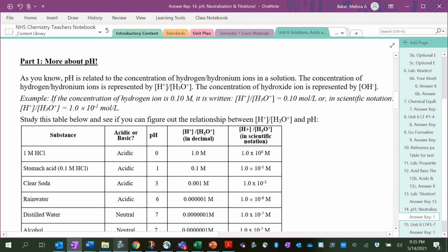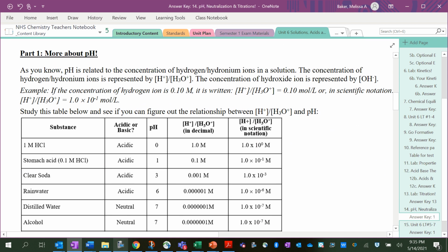Okay, so let's learn a little bit more about pH. As you know, pH is related to the concentration of the hydrogen ions. The concentration is represented by these little brackets around an H plus. The concentration of hydroxide is similar, only it's brackets around the OH minus. If the concentration of a hydrogen ion solution is 0.1, what that means is it's 0.1 moles per liter. And you also might see it written in scientific notation sometimes, 1 times 10 to the minus 1.